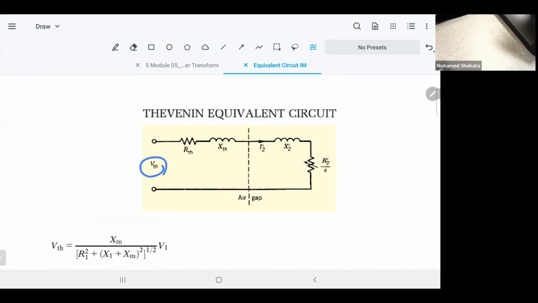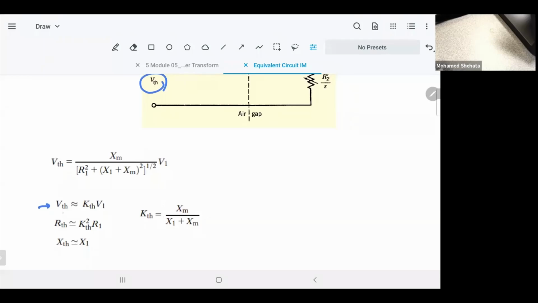We found the equivalent Thevenin, so you have V Thevenin instead of V1. What's the relationship? I made it simple for you. V Thevenin is equal to K Thevenin, some constant, times V1. And that's K Thevenin. All right?